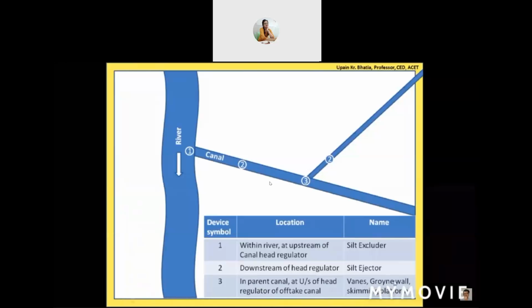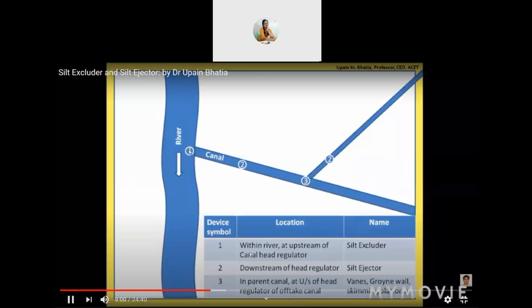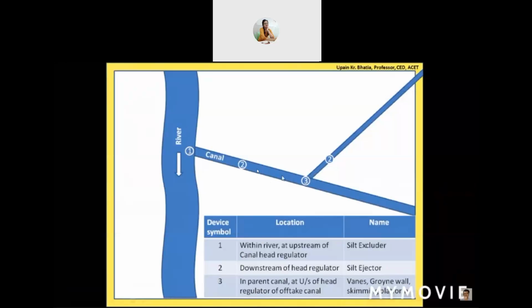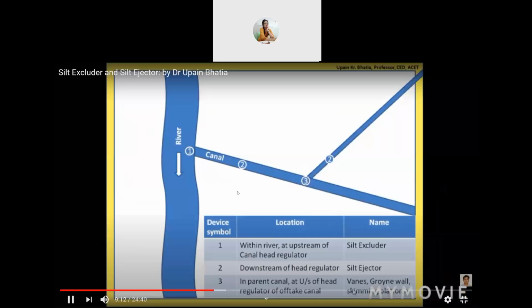So we have this category which can be provided at the point where the water is to be diverted from canal to canal. Like we are providing Silt Excluder at this point in the river, it's analogous when the water is to be diverted from canal to canal. So instead of Silt Excluder, we can provide any one of these devices.